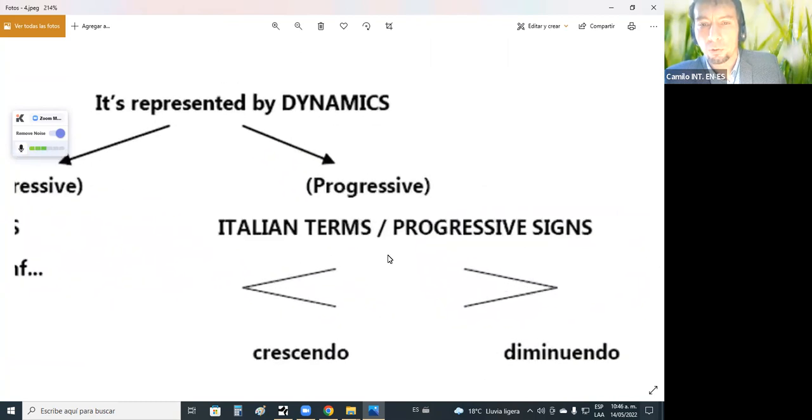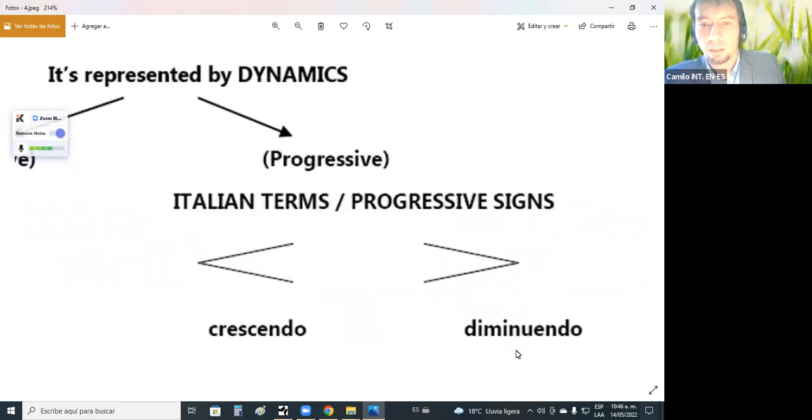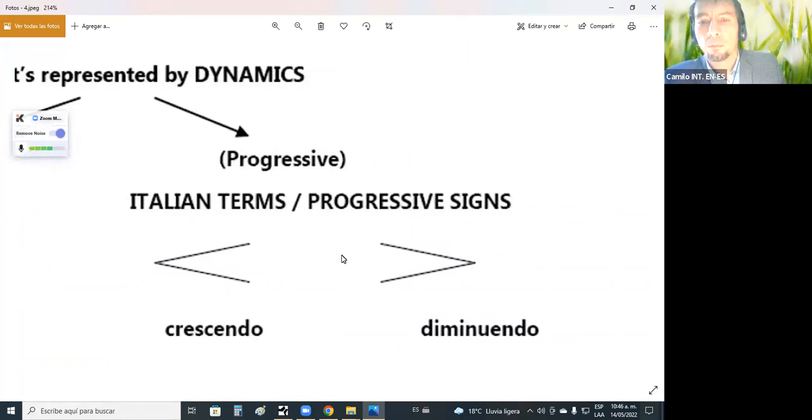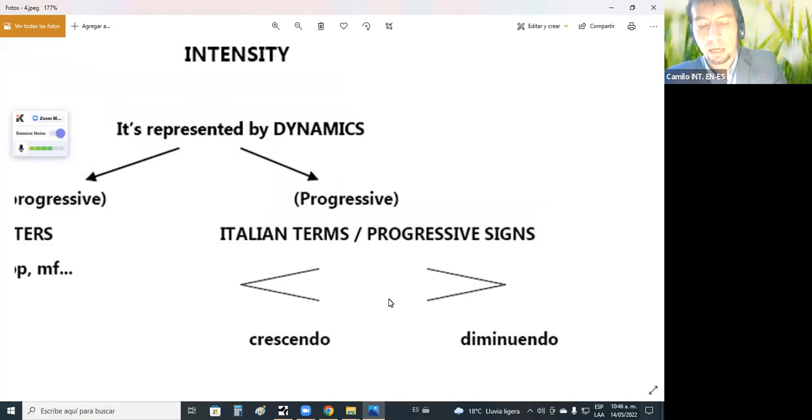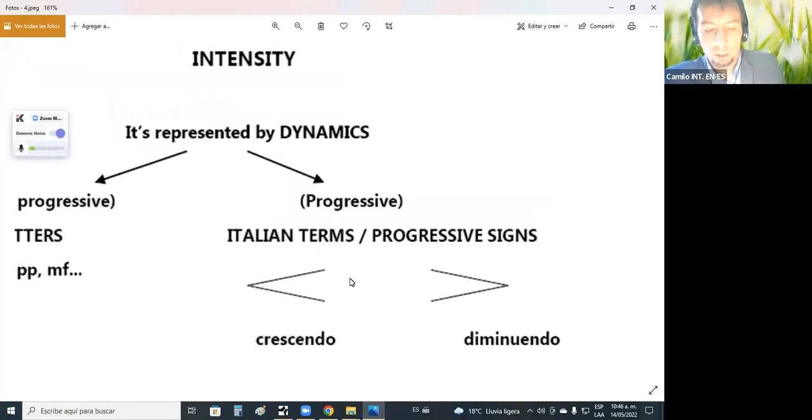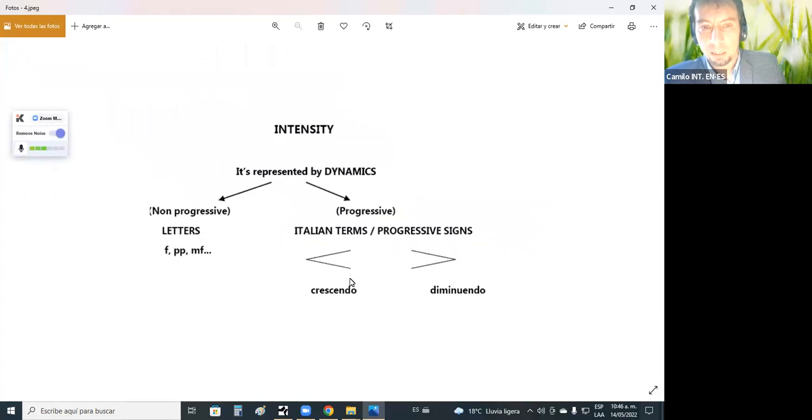Here you have these two interesting symbols, crescendo and diminuendo. Crescendo means gradually increasing volume, and diminuendo, gradually diminishing volume. So intensity and dynamics, that's basically the description of one of the qualities of sound, which is its intensity.